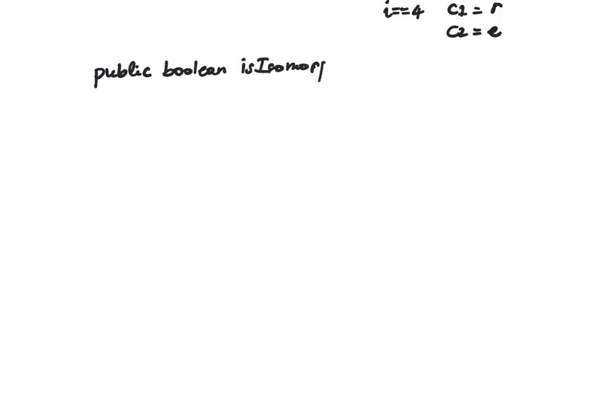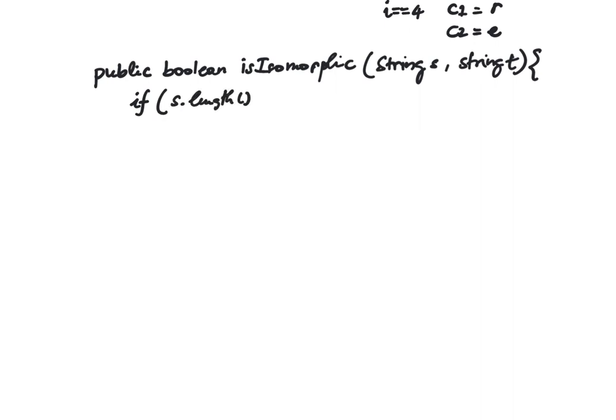So we can now write the algorithm for this problem. Okay, so it's a Boolean function that we want to write, public Boolean isIsomorphic, string S and string T. As I said at the beginning, the first thing we need to check is if the strings are equal in length. If S dot length is different to T dot length, we just stop, because this will not work.